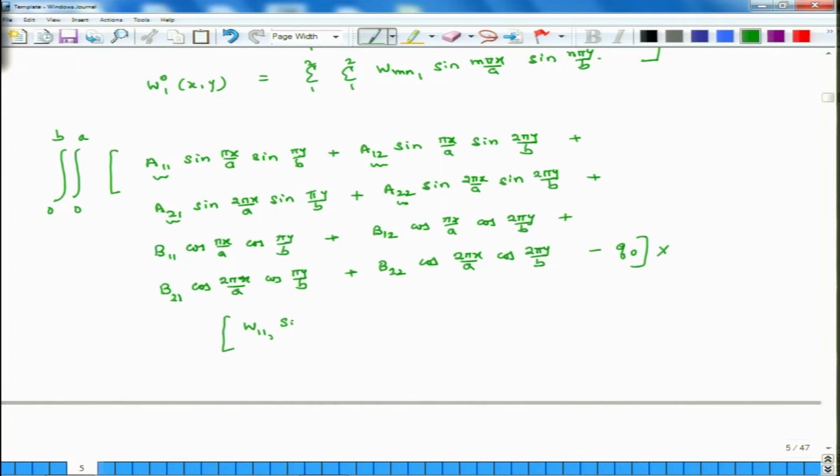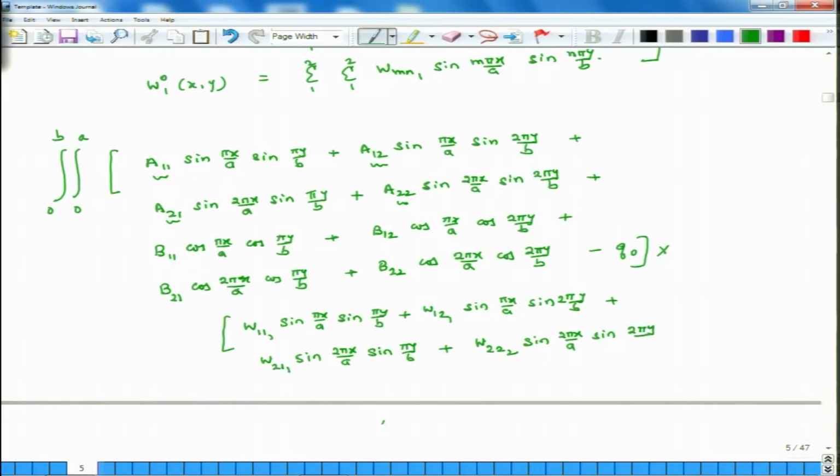So, this entire thing gets multiplied by W111 sin pi x over A sin pi y over B plus W121 sin pi x over A sin pi y over B times 2 plus W211 sin 2 pi x over A sin pi y over B plus W222 sin 2 pi x over A sin 2 pi y over B. So, this is the trial function, and then I am integrating over the domain, and this entire integral is 0.